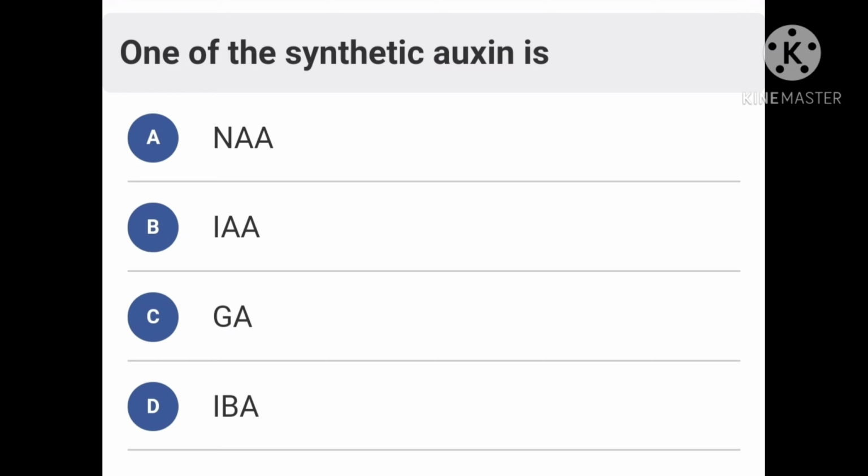The hormone NAA does not occur naturally and like all auxins is toxic to plants at high concentrations. NAA is widely used for agricultural purposes. It is considered to be only slightly toxic, but at high concentration it can be toxic to animals. And the right option is A, naphthalene acetic acid.